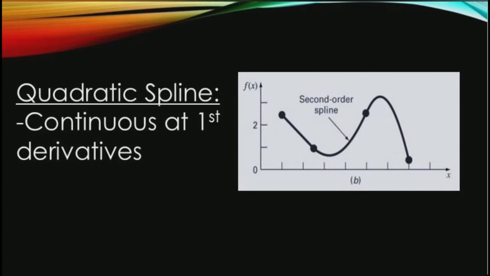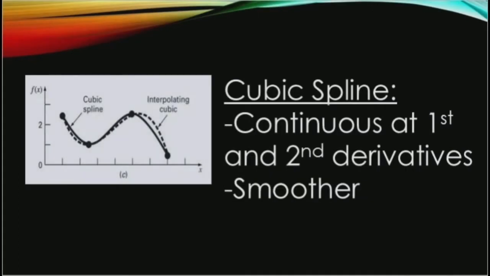Lastly, we have the cubic spline. It is continuous at first and second derivatives, and it is smoother. Third order splines find cubic equations between each pair of points that go through the points and match first and second derivatives at the interior points.